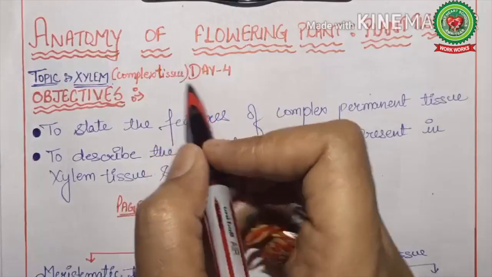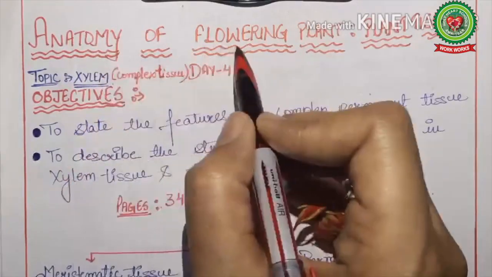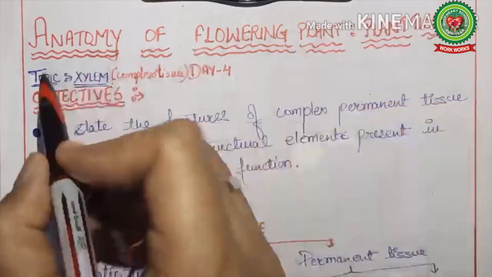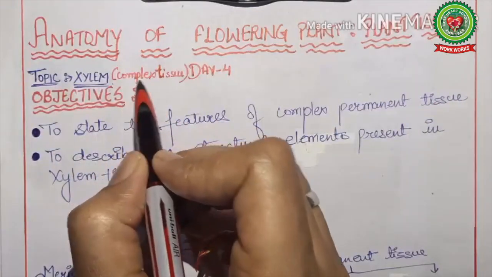Good morning, students. This is day 4 of the chapter Anatomy of Flowering Plant, that is plant tissue. Today's topic will be xylem, that is a part of complex tissue.